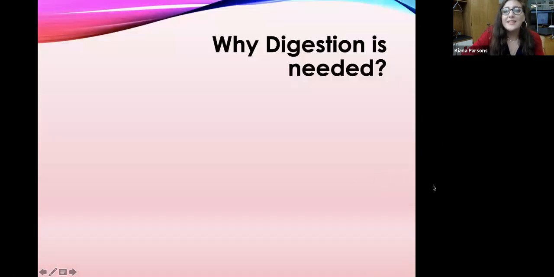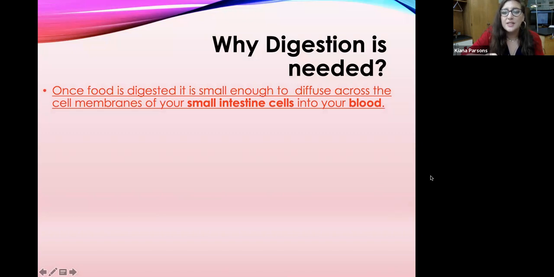So why is digestion needed? This is a little review from yesterday. Why do we need to digest our food? Well, we eat all of these organic molecules that we need. We eat proteins, we eat carbohydrates, and we eat lipids. But those molecules are big molecules, right? They're macromolecules, huge. So in order for the important compounds that we need from those molecules to make their way into our bloodstream, we need to break down these chemicals.